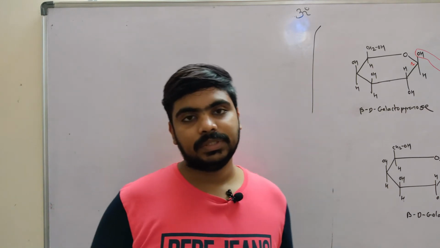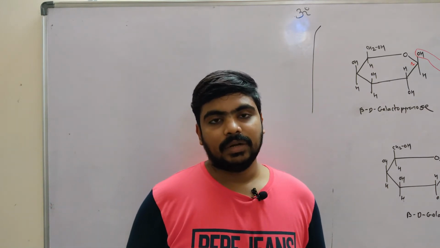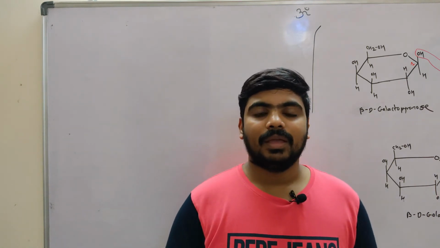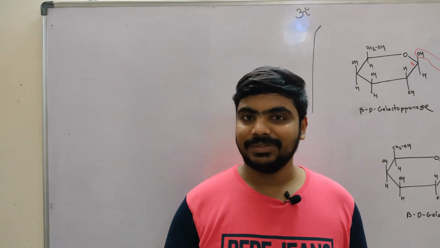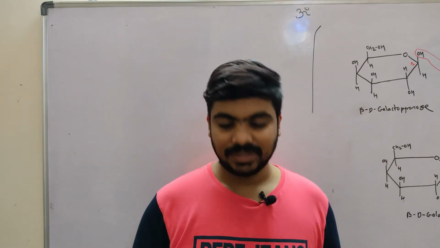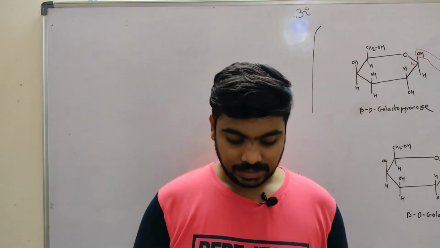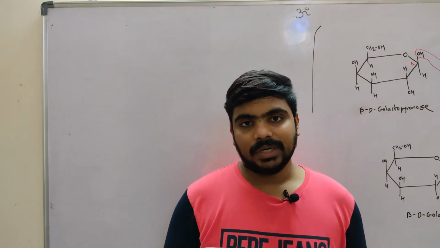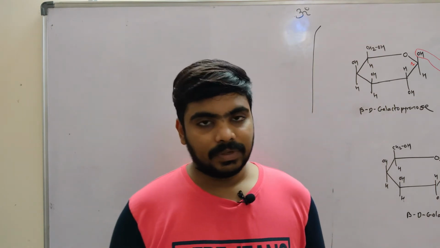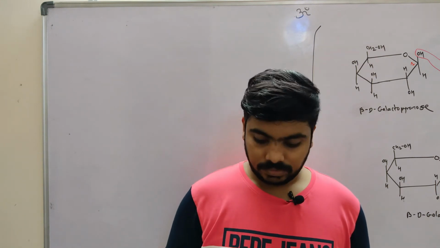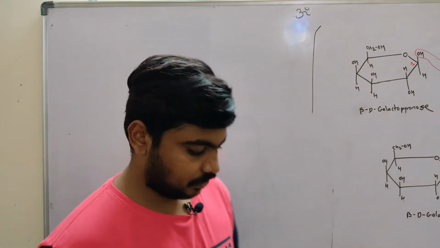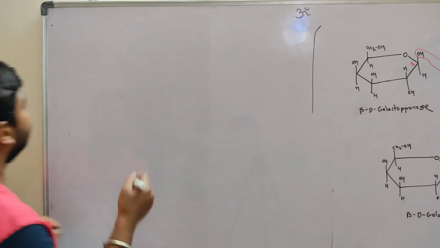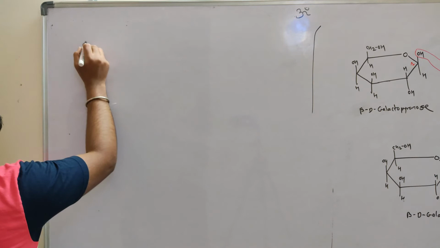Now we will see the third disaccharide, which is sucrose. It is table sugar, and we add this in tea and coffee as well. Our normal sugar. Sucrose is a disaccharide which has two monosaccharides, alpha D glucose and beta D fructose. We will see their structures now, and how it is formed.